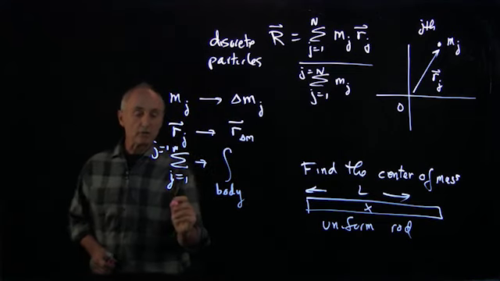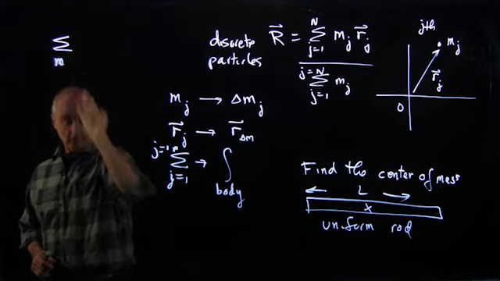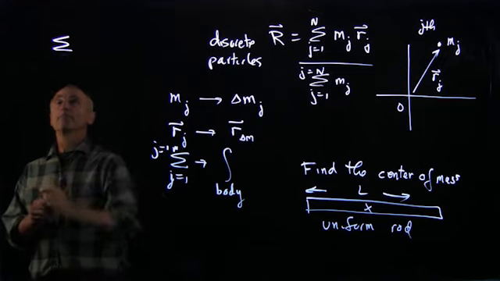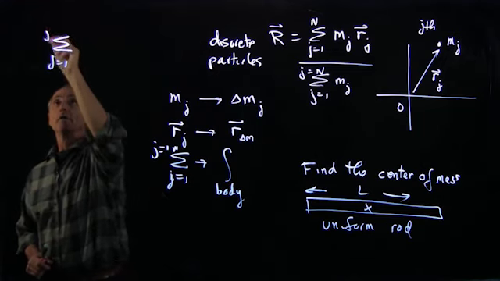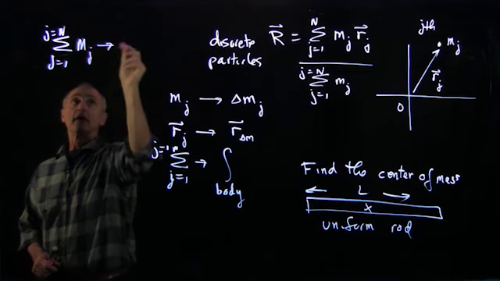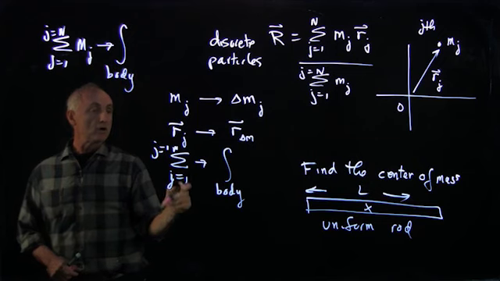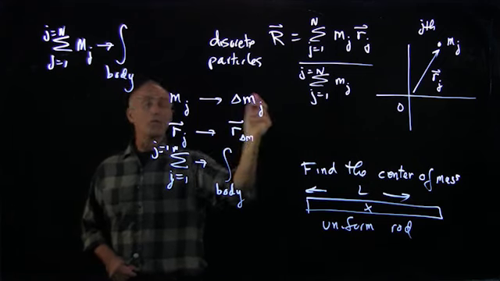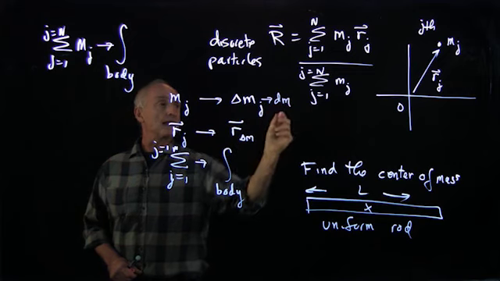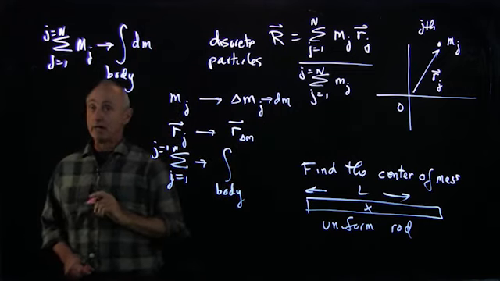First we'll do it with the total mass. M, here we're summing over j from 1 to n of mj. That goes to the integral over the body. Now, the delta m, when we take limits, because that's what an integral goes, we'll write that as dm. So that becomes an integral over the body.